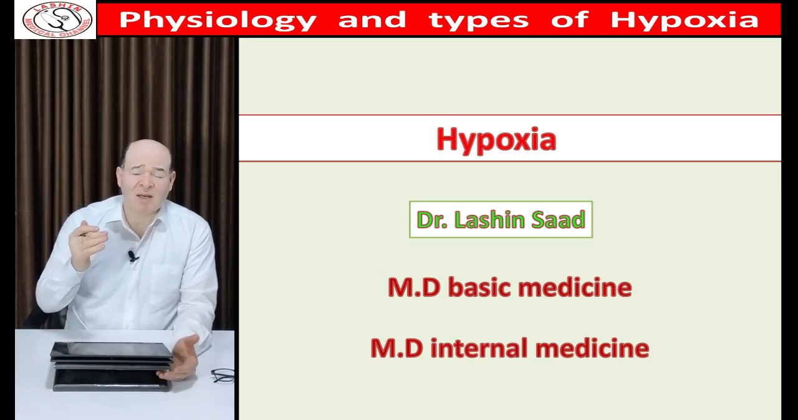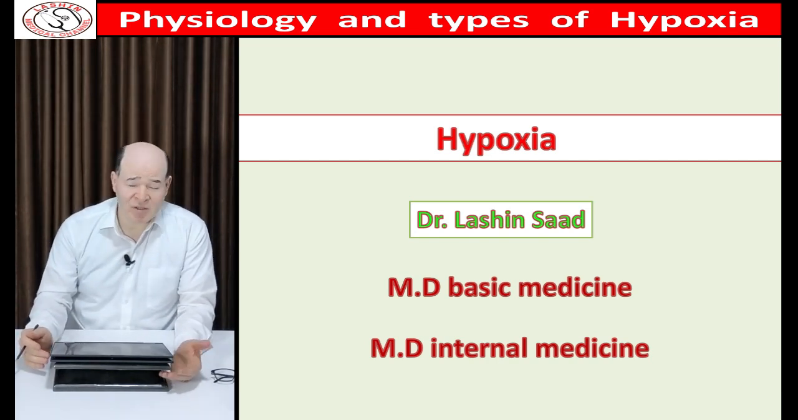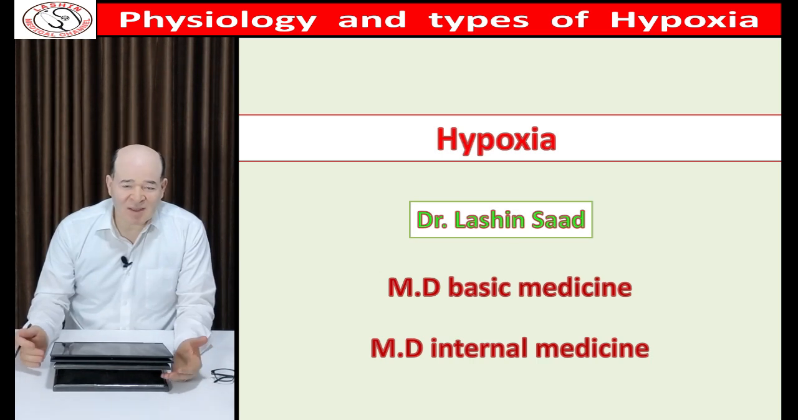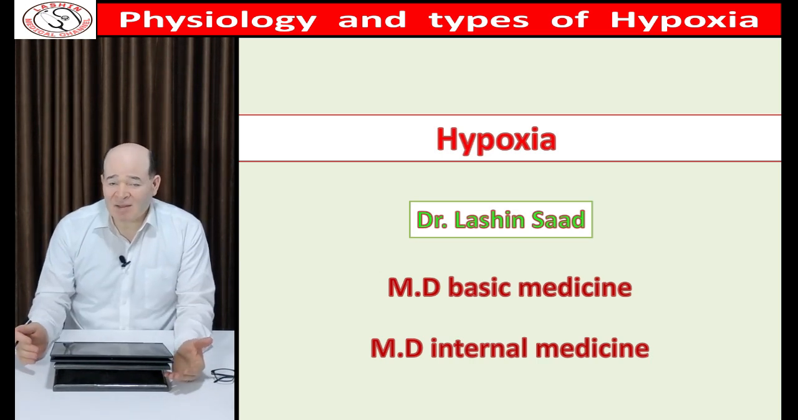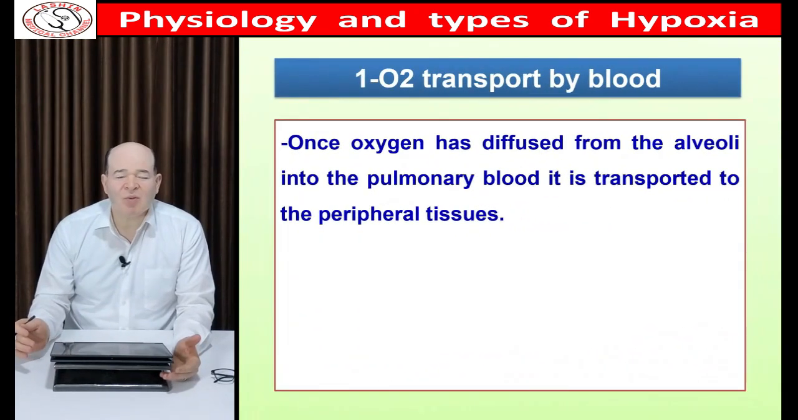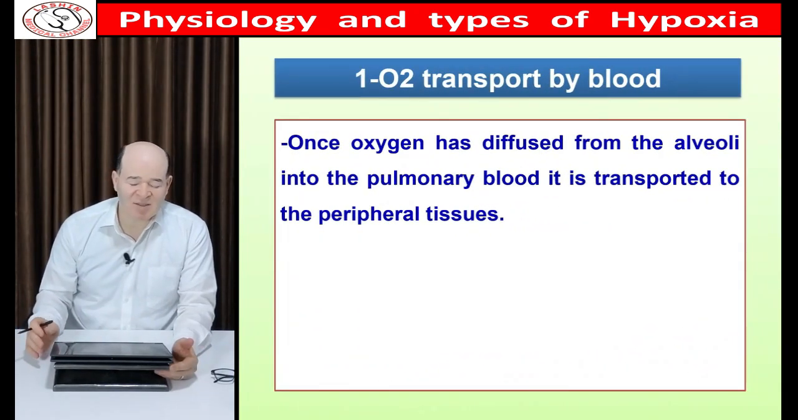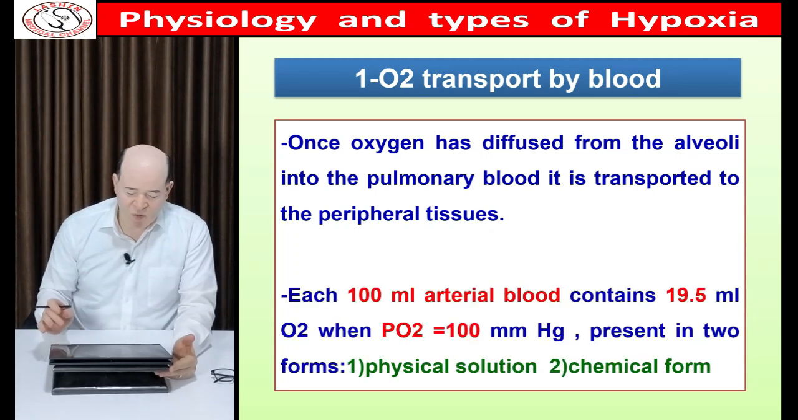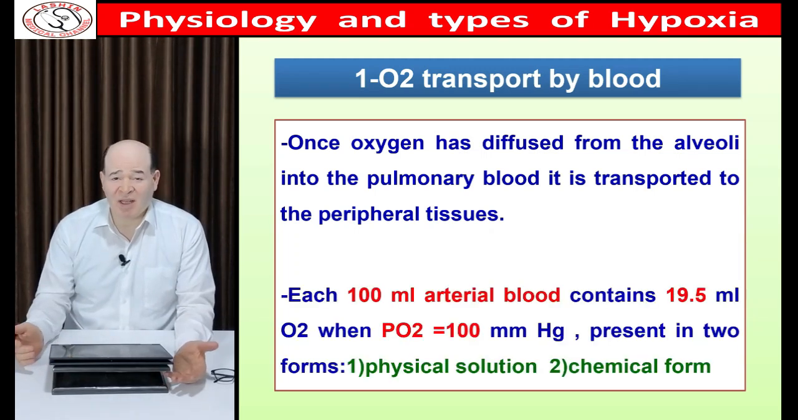Whether the defect is in the atmosphere itself, in the process of pulmonary ventilation, gas exchange, oxygen transport by the blood, or even in the enzymes at the level of the tissues. We have important facts to know before discussing the details of hypoxia. First of all, how oxygen is transported in blood.